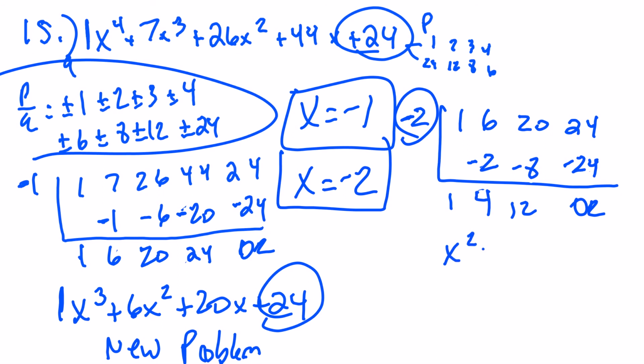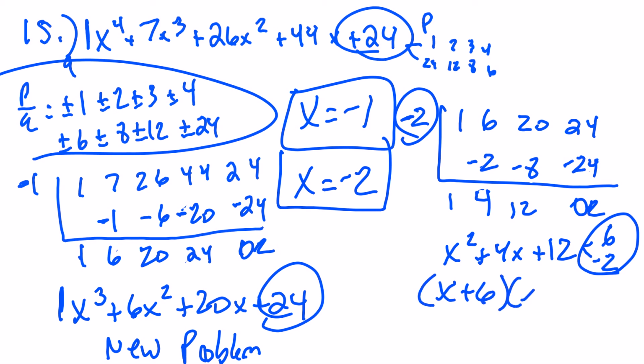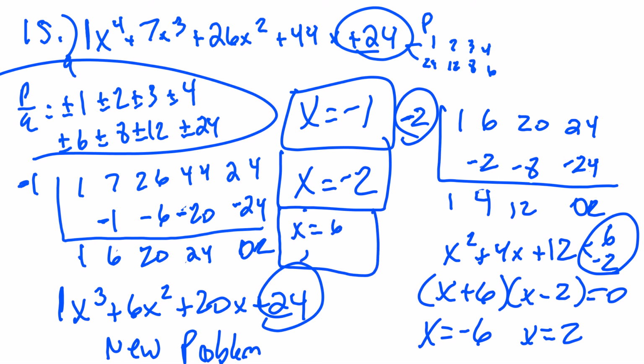So I have x squared plus 4x plus 12. Well, I can get 12 with positive 6 and negative 2, which will give me negative 4. So I say x plus 6, x minus 2 is equal to 0. So x is equal to negative 6, x is equal to 2. So I get 4 answers. Those are my 4 answers. And that's it for 15. And I don't know why I said that's 15. That's obviously 22.